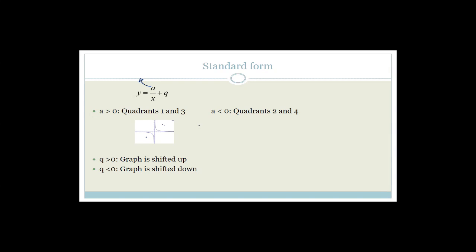Makes sense, right? If a is smaller than 0, then it's in quadrants 2 and 4. And again, it's because of the opposite signs of x and y. Either x is negative and y is positive, or x is positive and y is negative. So there you go. You can see from there your quadrants.